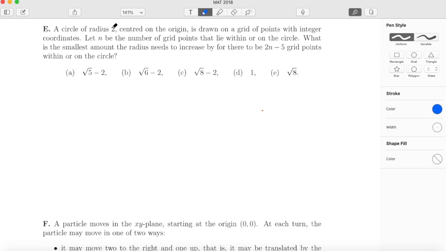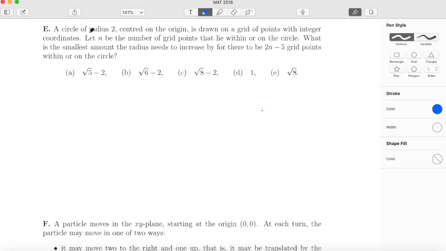A circle of radius 2 centred on the origin is drawn on a grid of points with integer coordinates. Let n be the number of grid points that lie within or on the circle. What is the smallest amount the radius needs to increase by for there to be 2n minus 5 grid points within or on the circle? A, B, C, D or E.